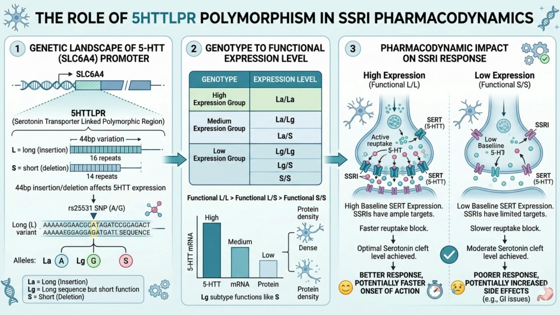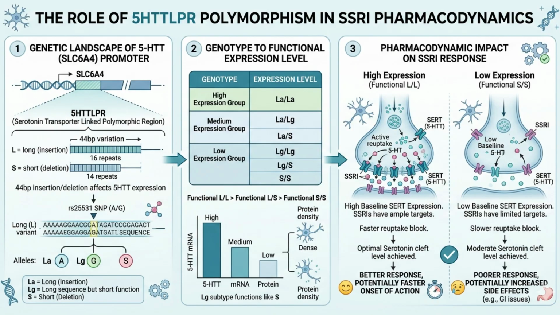Now, look at the functional low expression synapse on the right. These patients have sparse baseline transporters. SSRIs have limited targets. The reuptake block is slower and less effective, resulting in only moderate serotonin cleft levels, which is associated with a poorer response and potentially increased side effects, such as GI issues.